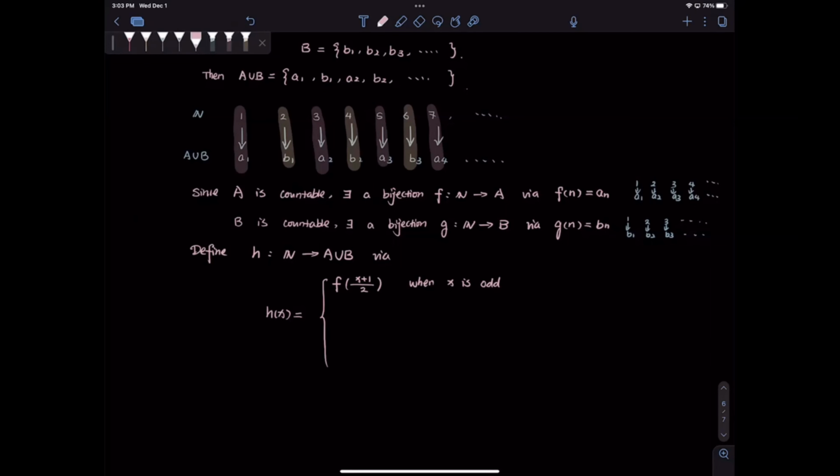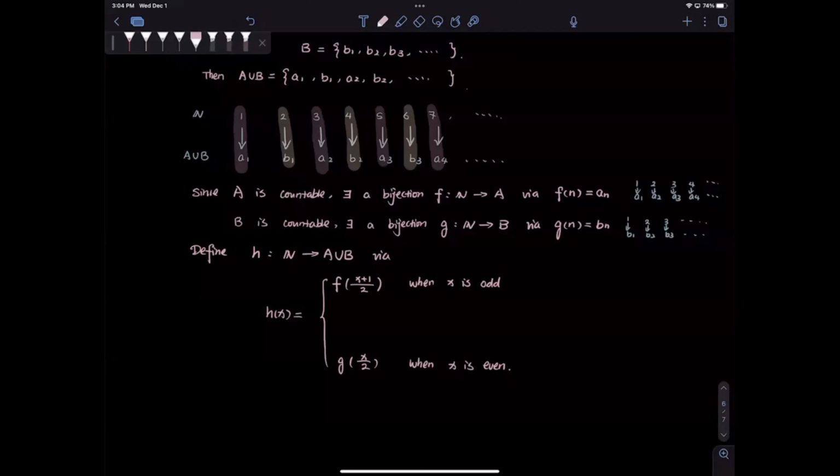Does that make sense? Because you want 3 to 2, 5 to 3: 3 plus 1 over 2 is 2, 5 plus 1 over 2 is 3, and so on. And g is x over 2 for even. So g of x over 2 when x is even. Now you need to quickly show it's a bijection and then prove it.